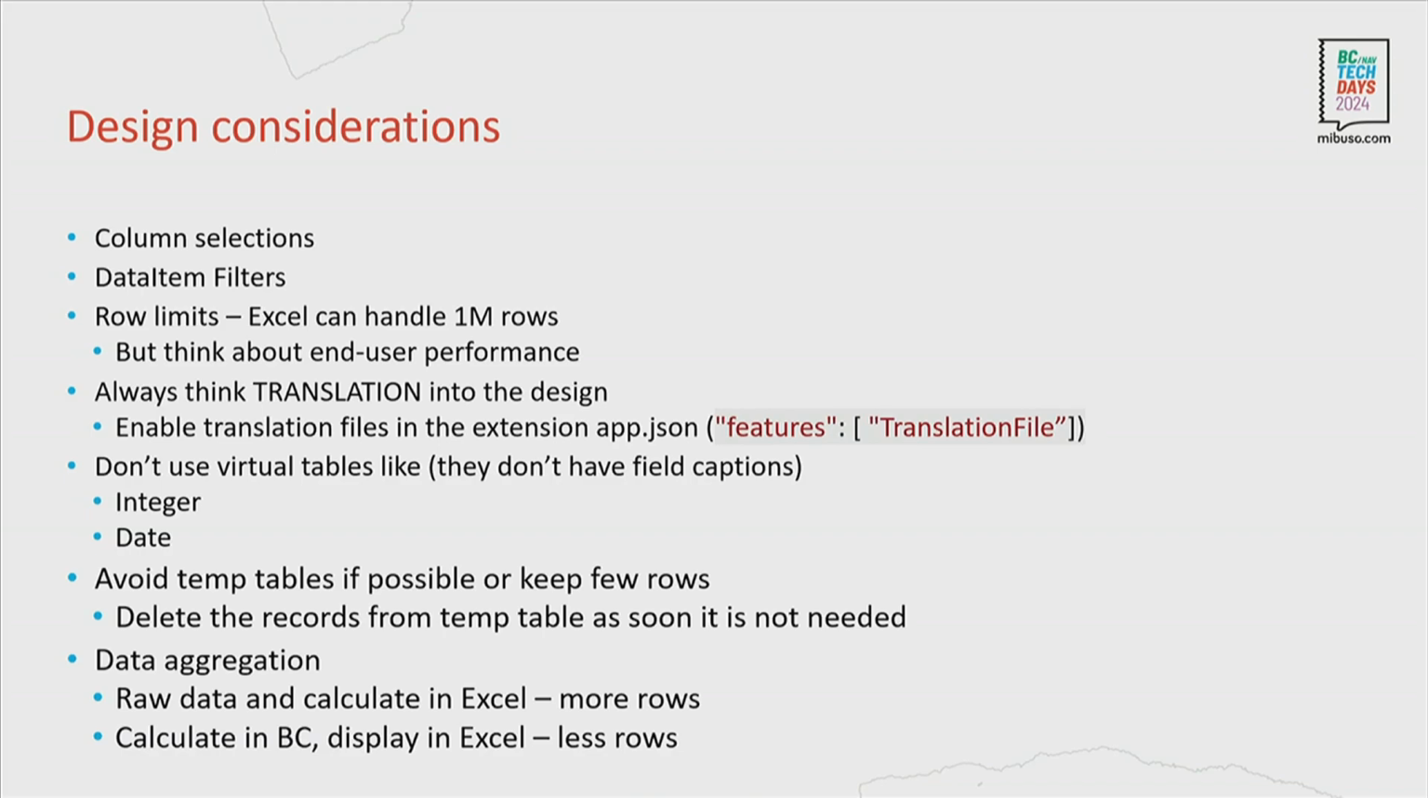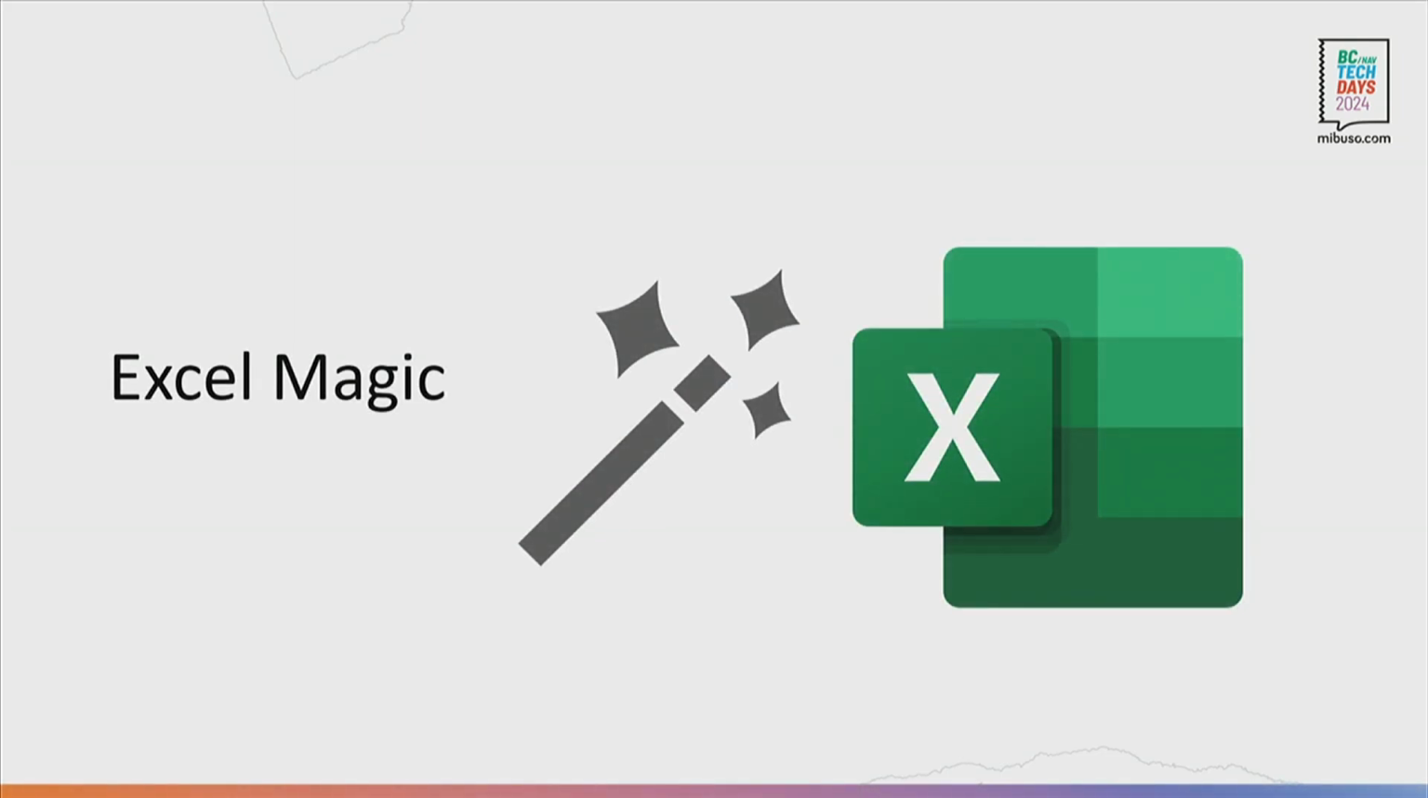And one of the last things you should consider, the data aggregation. Where do you actually want to aggregate your data? Do you want to do that in Excel, or do you want to aggregate in BC and just have a limited set of rows in Excel? That depends on how much you want to operate on your data in Excel. The more you aggregate on BC, the less are your options in Excel. So that was all, more or less the platform part, and now we go to the magic part.